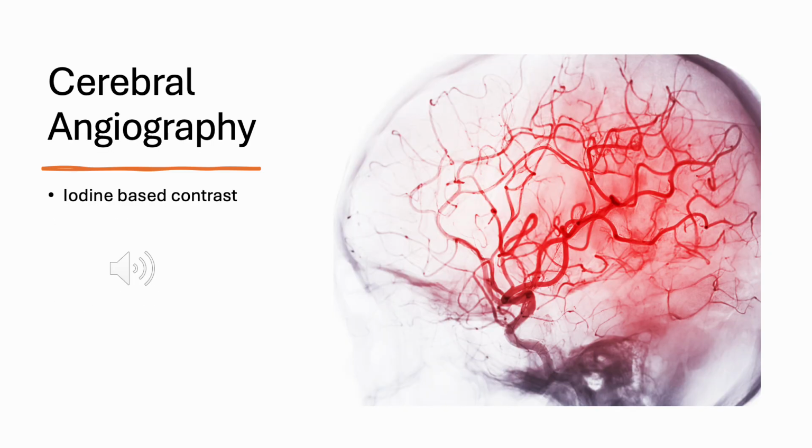Cerebral angiography. This is a test to see what the vascular structures, the arterial structures in the brain look like, because patients can sometimes have these things called arteriovenous malformations or aneurysms in the brain, which means that they're going to be more prone to brain bleeds. Okay? Now, angiography in general uses contrast dye.